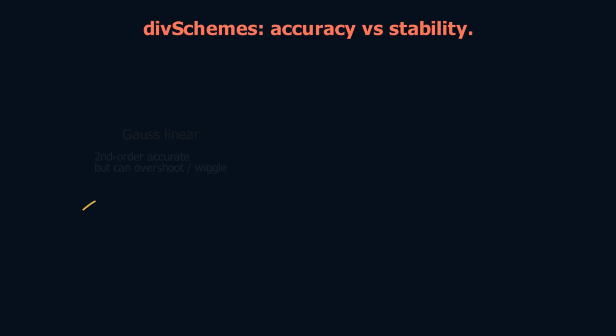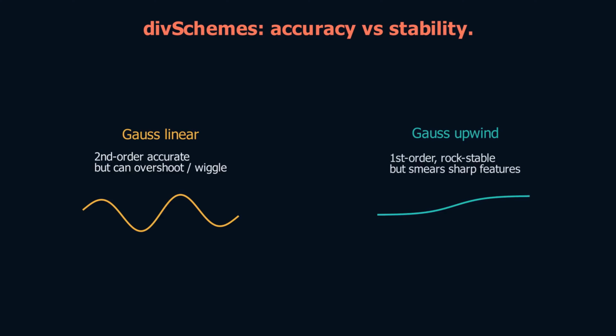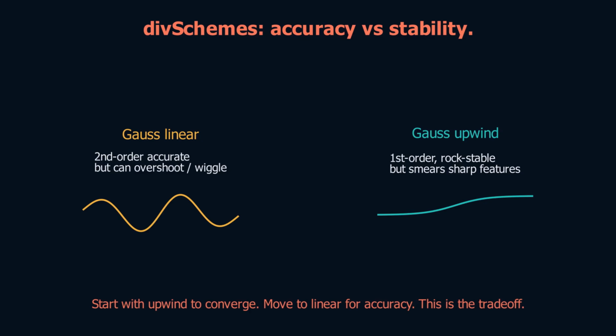Here's the choice that makes or breaks a simulation. For convection, how do you estimate a value at a cell face from the values at the cell centers? Linear interpolation is second-order accurate, it captures sharp gradients well. But it can overshoot, producing little wiggles that sometimes blow the simulation up. Upwind takes the value from the cell the flow is coming from. It's only first order, it smears sharp features, but it is rock-solid stable. It will not wiggle. So there's your engineering judgment. Start with upwind to get a stable, converging run, then switch to a more accurate scheme once things are healthy. Accuracy versus stability, you choose.